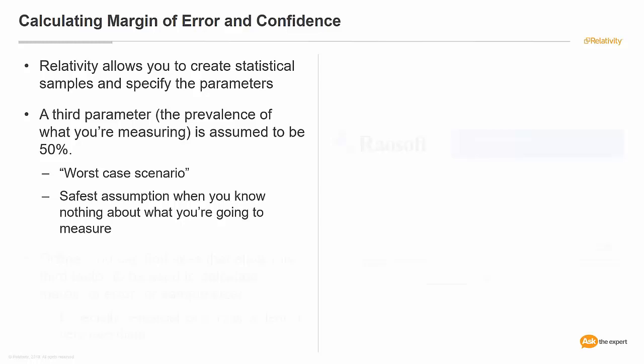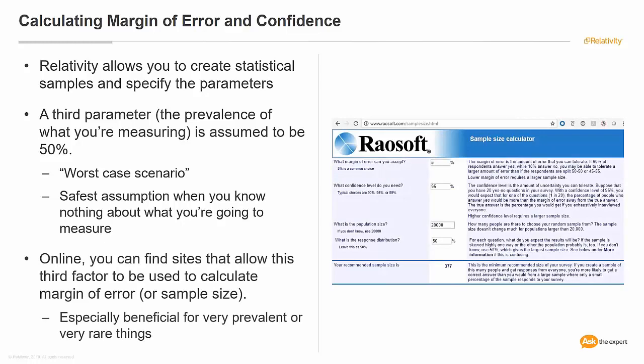So if you go online, there's a tool at a site called RowSoft. Again, this is not the views of Relativity. This is my own personal view. I like this particular tool, but there's other ones out there that allow you a lot of granularity. So you can see here, you can plug in that response distribution, it's called, defaulted to 50%. It says leave it at 50 if you don't know.